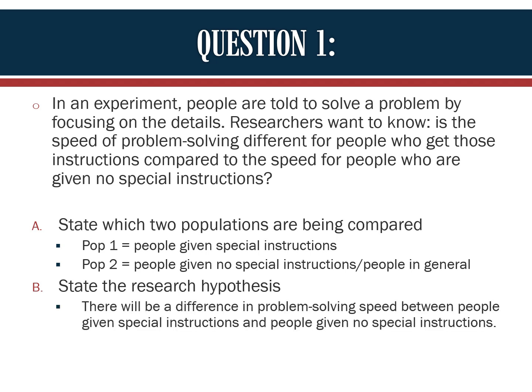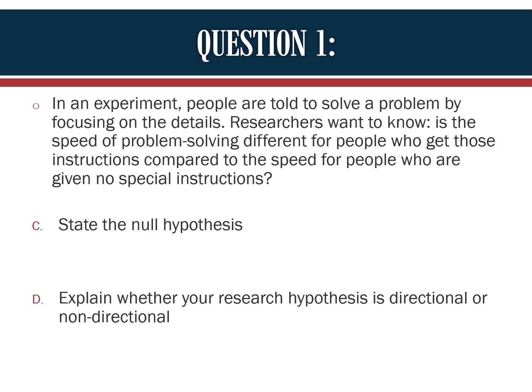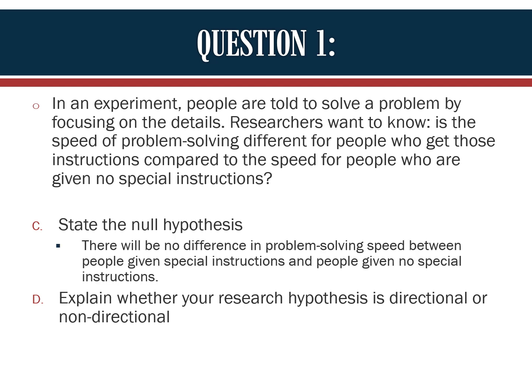Stating the research hypothesis then would be something like this. There will be a difference in problem-solving speed between people given special instructions and people given no special instructions. Part C of question 1 then, to state the null hypothesis. That would be something like this. There'll be no difference in problem-solving speed between people given special instructions and people given no special instructions.